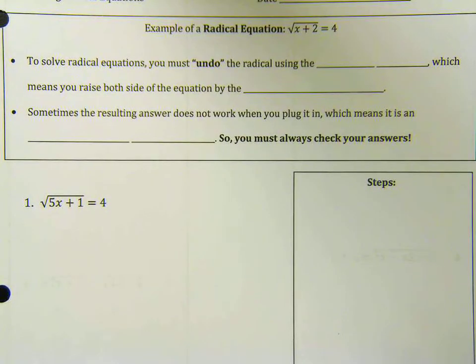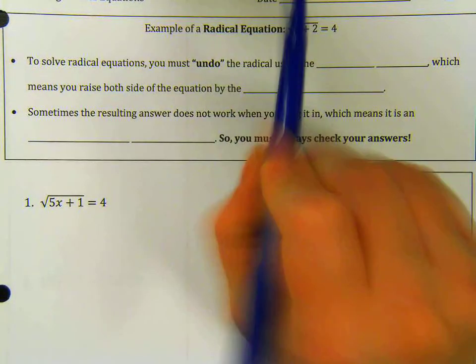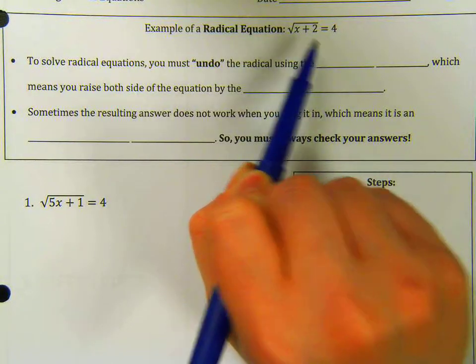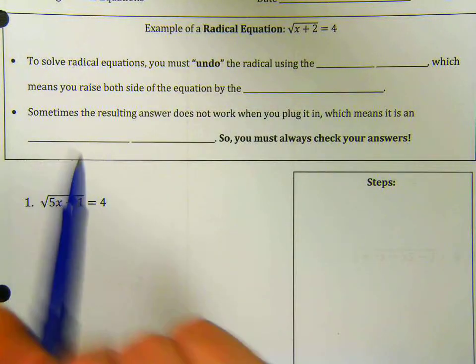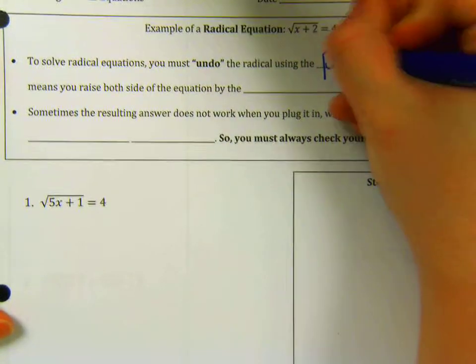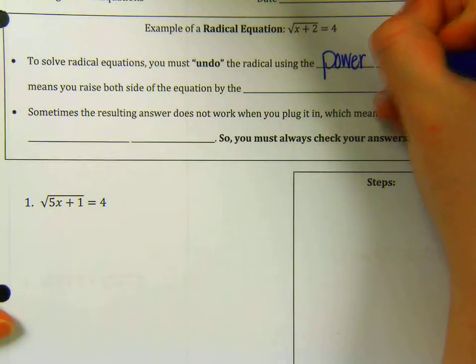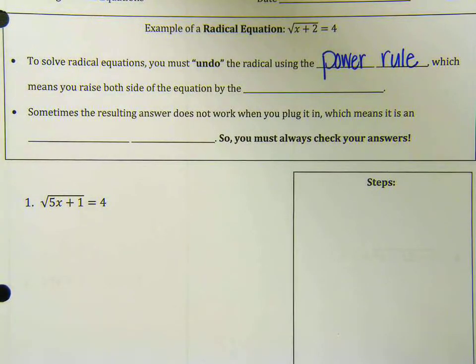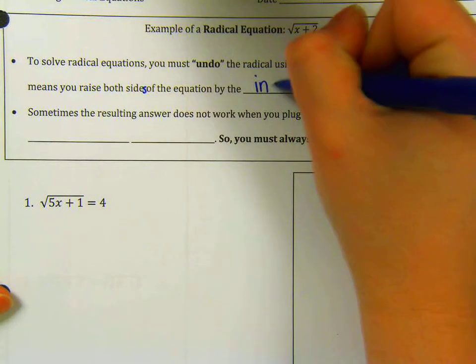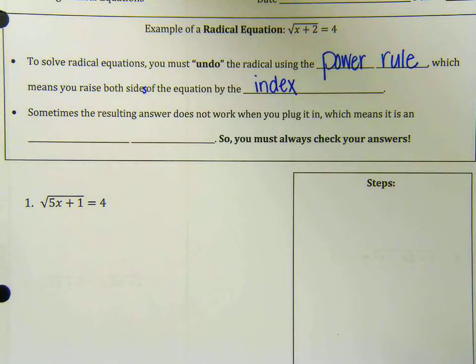Alright, so in 8.6, we have the example of a radical equation. We've simplified them, added them, subtracted them, multiplied them, divided them, but we have not actually solved them yet. So to solve radical equations, you must undo the radical using what's called the power rule, which means you raise both sides of the equation by the index. Whatever the index is, I have to put it to that power on both sides of the equation.